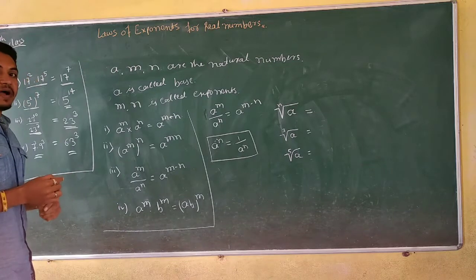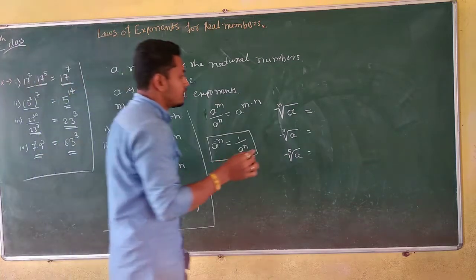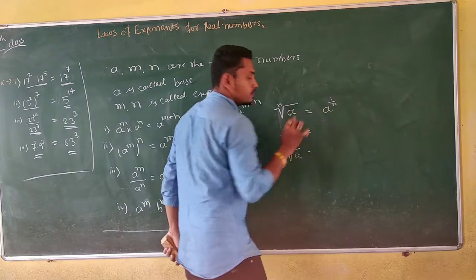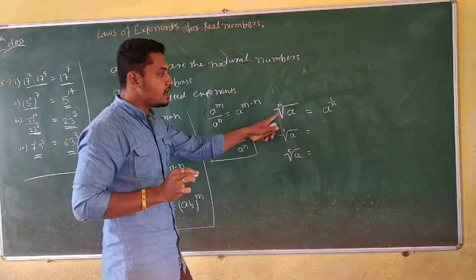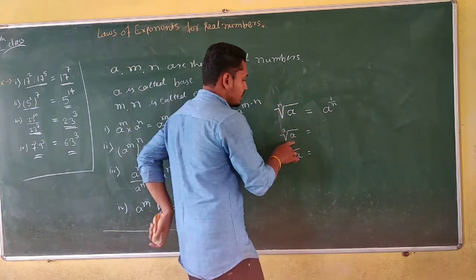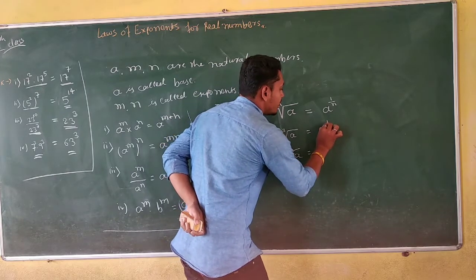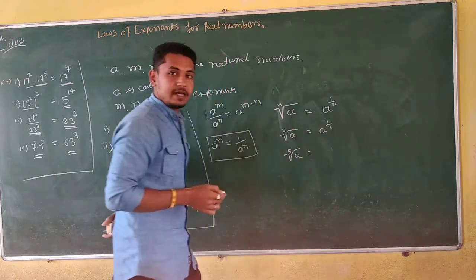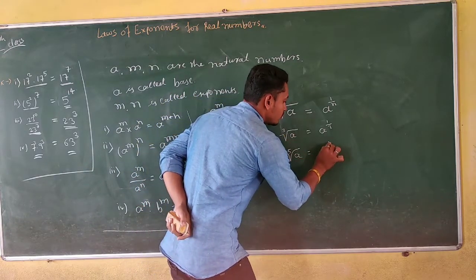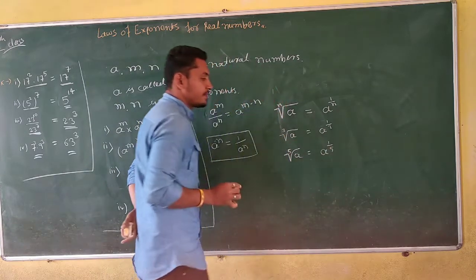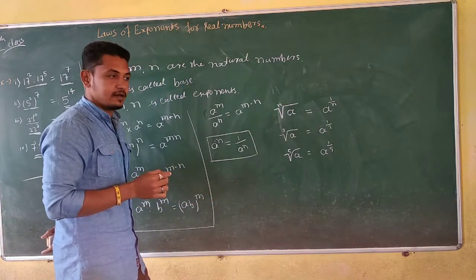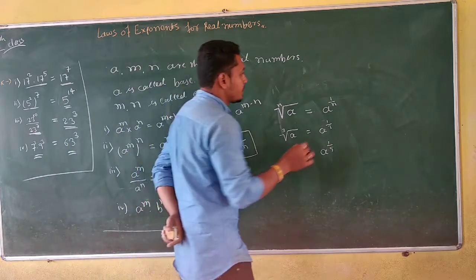How do we simplify it? The nth root of a can be written as a to the power 1 divided by n. Similarly, the cube root of a is a to the power 1 divided by 3, and the fifth root of a is equal to a to the power 1 divided by 5. Is it right?